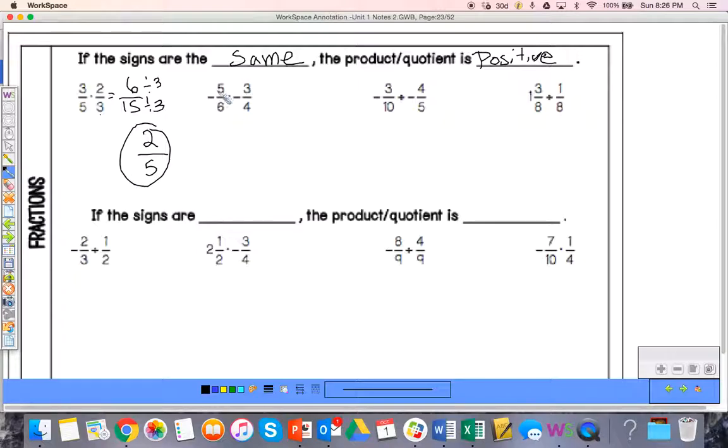So now, again, multiplying straight across. So 5 times 3 is 15. 6 times 4 is 24. Both of these can be divided by 3. So 15 divided by 3 is 5. 24 divided by 3 is 8. We have a negative times a negative, so bad thing, bad person, feels good. So we stay positive.